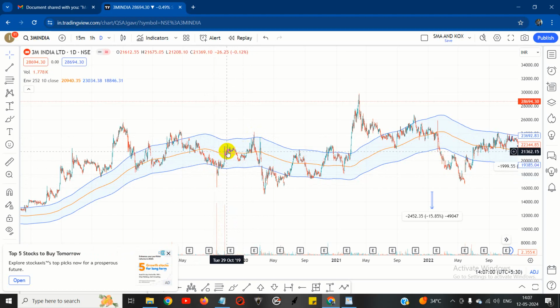If I am buying here, in this bottom one, I will sell in the middle one. If I'm buying in the middle one, I will sell in the top one. And suppose if I'm buying here, I will sell at the top one.